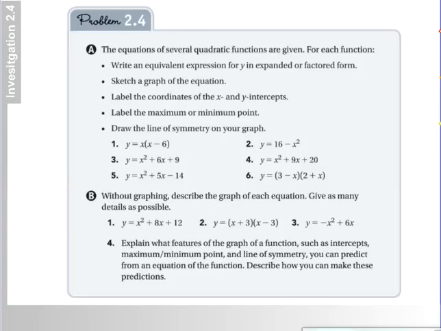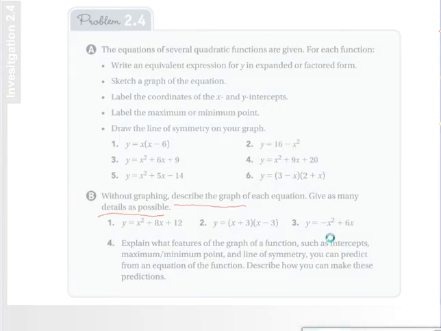This is investigation 2.4, summary part B of Frogs, Fleas, and Painted Cubes. So in this problem, we're being asked to describe the graph of each of the equations, with as many details as possible. So we are going to be looking at things such as the intercepts.